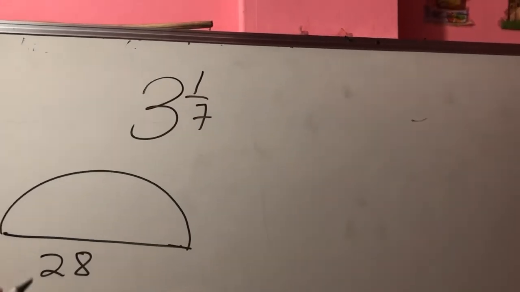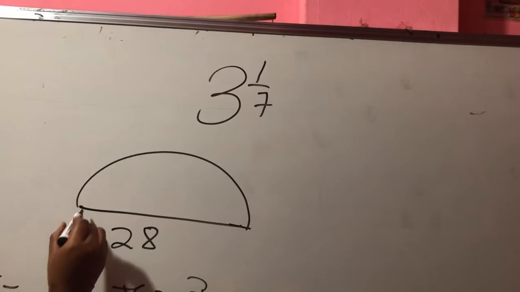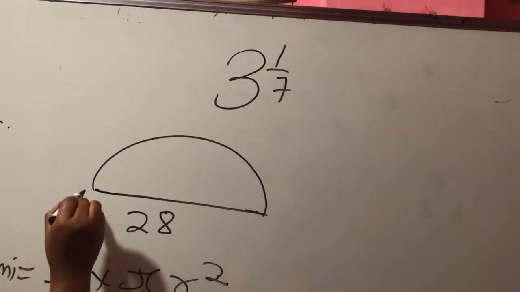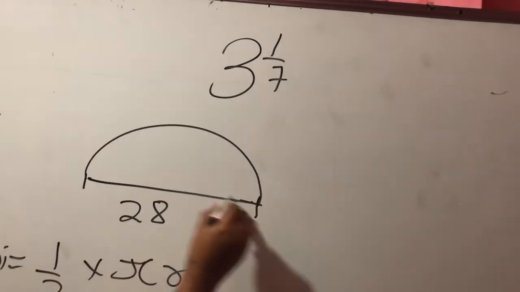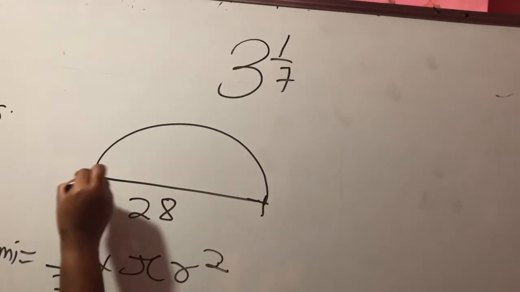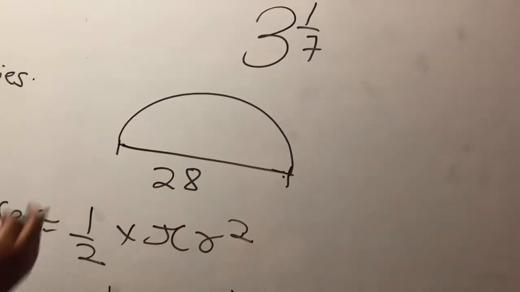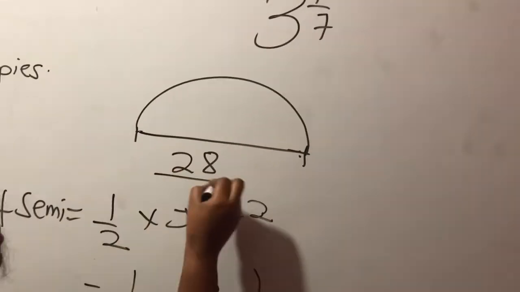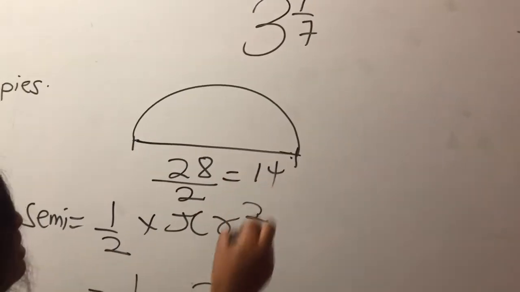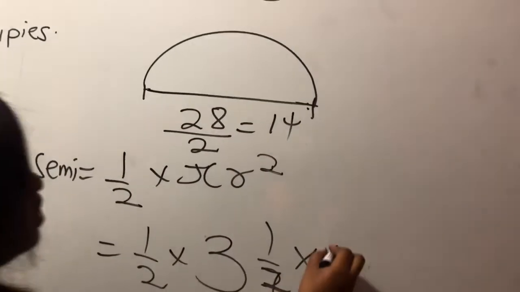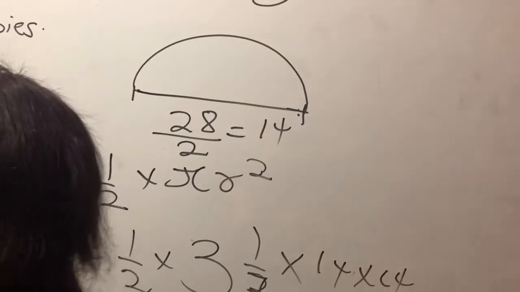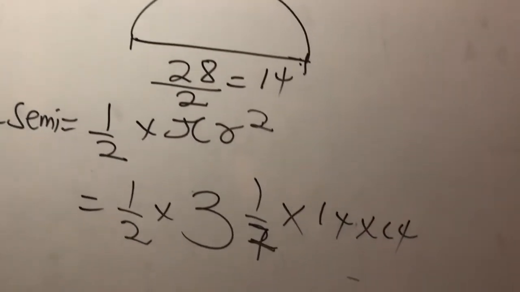What is our radius? This one is the diameter. I told you, don't be confused. Just because it is a semicircle, you think this one is the radius. From here to here is the diameter of the semicircle. So you have to find half of 28, which is 14. So your radius is going to be 14 times 14. So that is it for this question.